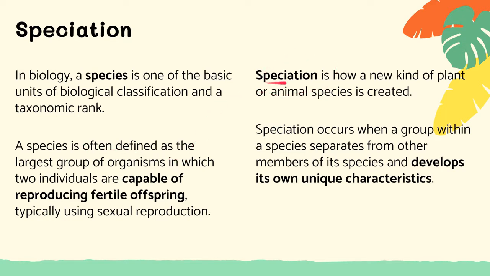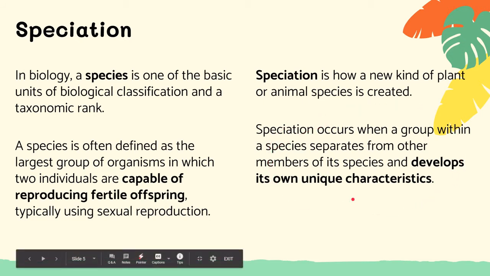So speciation is how a new kind of plant or animal species is created. This is mostly the product of evolution, if you will. Okay. So after all those mechanisms of evolution that we've tackled, the end product will be the creation of new species. So we call that speciation. This occurs when a group within a species separates from other members of its species and develops its own unique characteristics. And this one we've tackled in depth in the previous video.